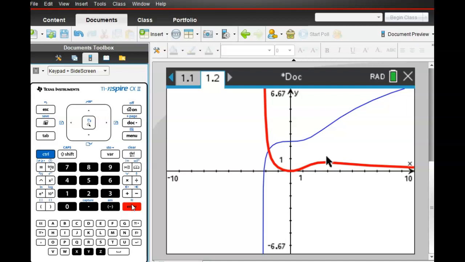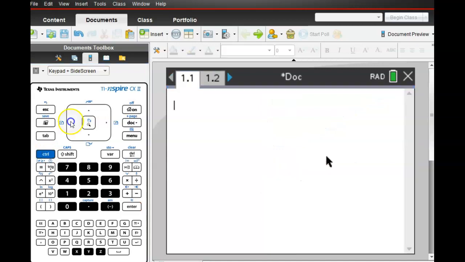Okay, so we have the graphs because we're concerned about the functions. We're not actually going to analyze the graph at all. It's kind of irrelevant to us. So now we want to go back to our calculator page. So we're going to do control and then left, and that just switches to this.